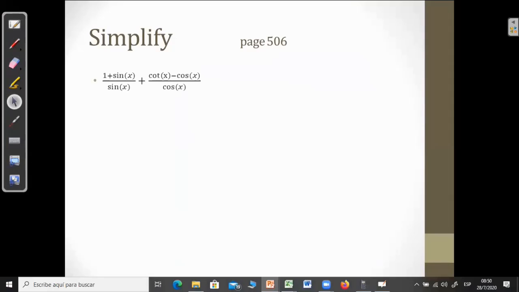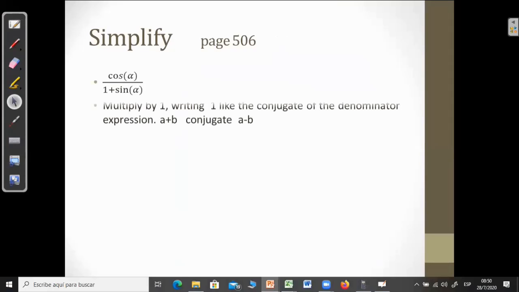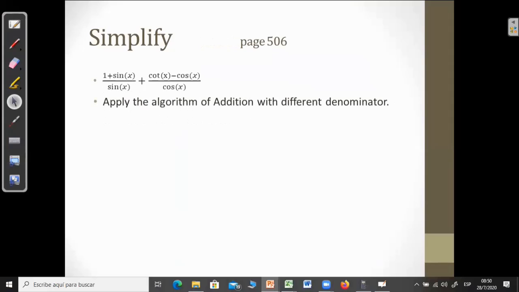Here we're going to apply some principles, okay? The principle of multiplying by a well-chosen one is not going to be useful for the exercise we solved in the last class, this one. This one will require something different, something new. It requires that we apply the algorithm of addition or subtraction with different denominators.